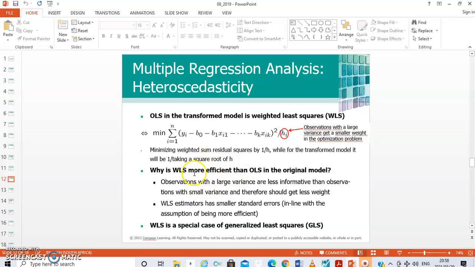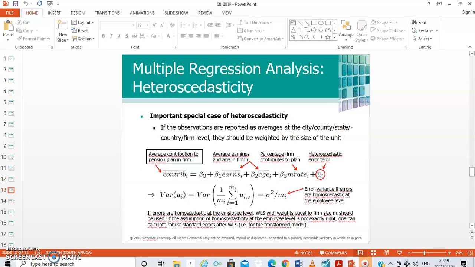And so that is the essence of weighted least square. It is considered to be more efficient because of the allocation of larger weights to observations with smaller variances, and smaller weights to observations with larger variances. When we do that, the standard errors of the weighted least square estimators are usually smaller, which is in line with the assumption of them being more efficient. You should also know that weighted least square is basically a special case of the generalized least square method.